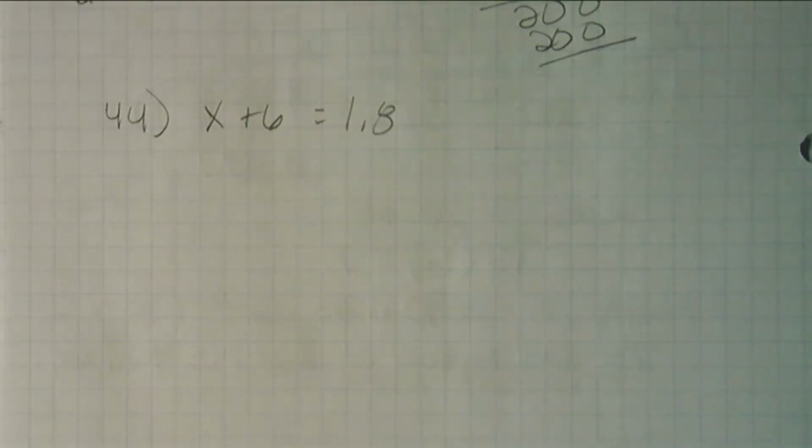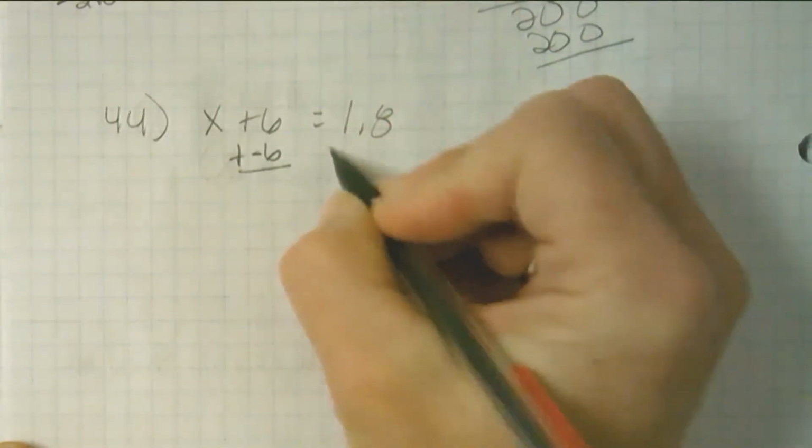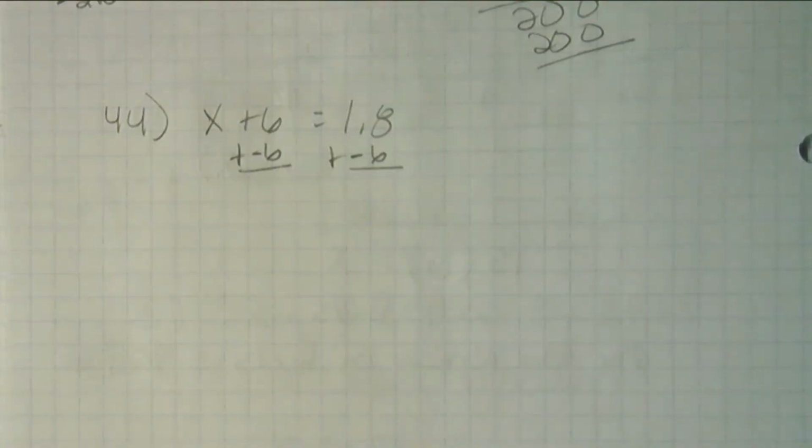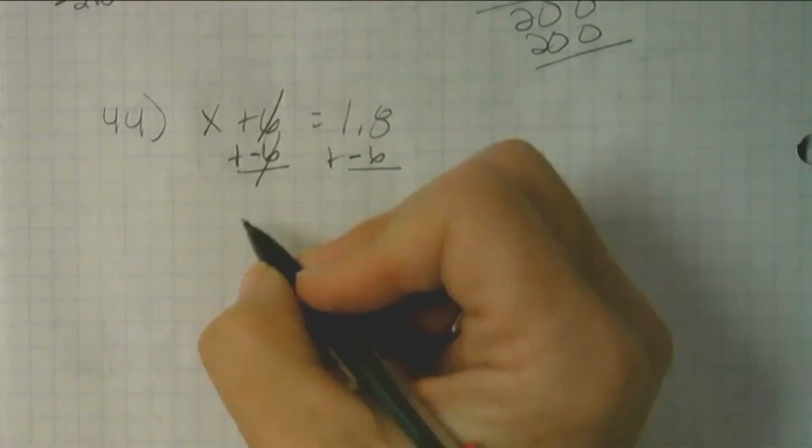Okay? So, Valentina, what can I add? Because I always want addition. What can I add to a positive 6 to make it 0? Negative 6. So I'm going to add a negative 6 to both sides, because I want this 6 and the negative 6 to cancel each other out. So I end up with x equals.